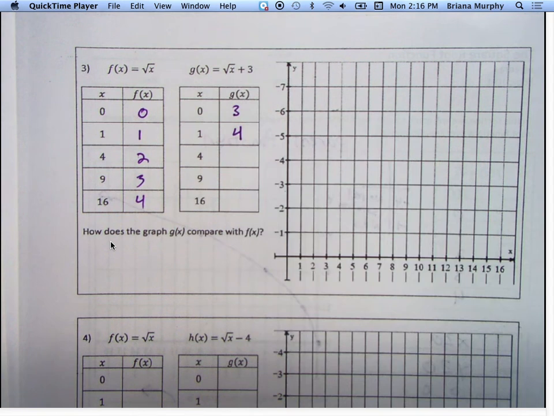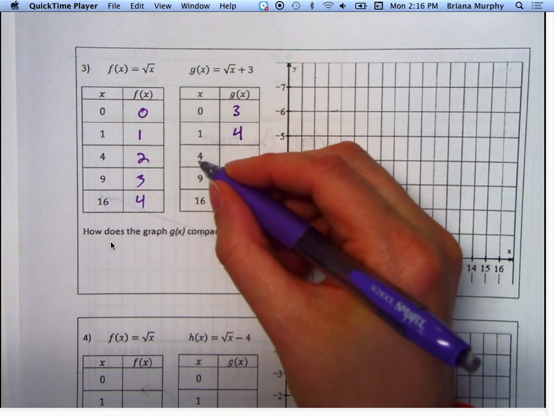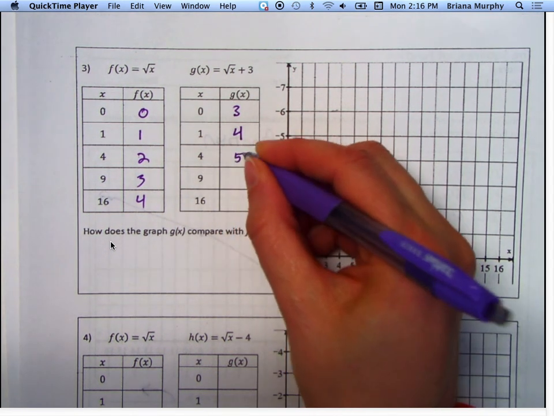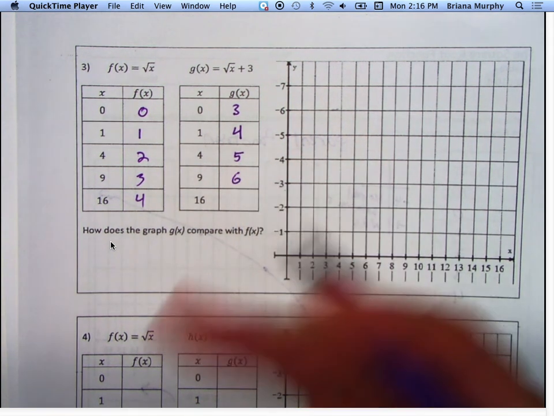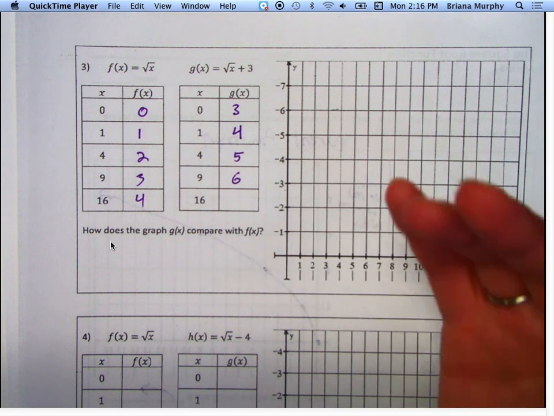Good. Writing these down too, what I'm saying? Square root of 4 is 2. 2 plus 3 is 5. Square root of 9 is 3. 3 plus 3 is 6. Square root of 16 is 4. Plus 3 is 7.